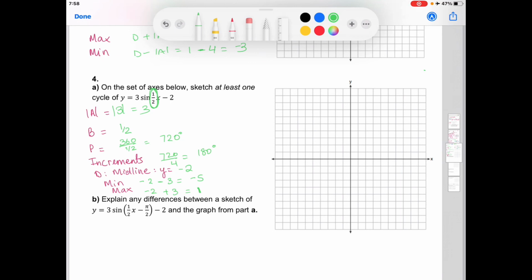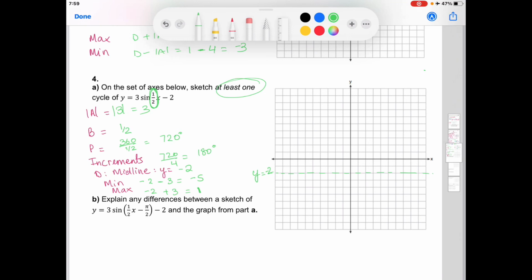So again, start with the midline. Where is the midline? Y equals negative 2. That's y equals negative 2. And it's saying at least one cycle. So we have to just do one cycle. B is 1/2. Do I need my B? No. You can go in order.